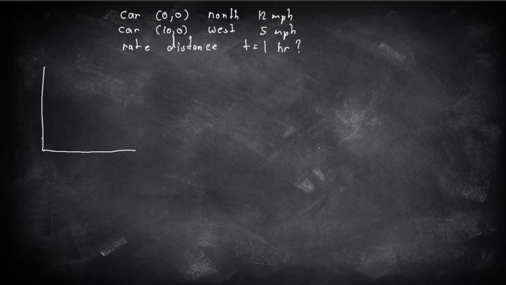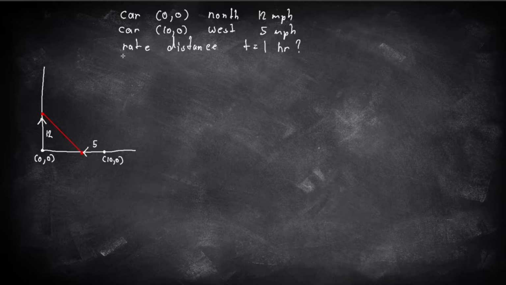Okay, so we have a coordinate plane and a car at (0, 0) moving north at 12 miles per hour. And we have a car at (10, 0), and it's moving west, so it's moving this way, at 5 miles per hour. So what happens at 1 hour? Well, at 1 hour, this car is right here. At 1 hour, the car is right here. So when we find the distance at that point, we have this line.